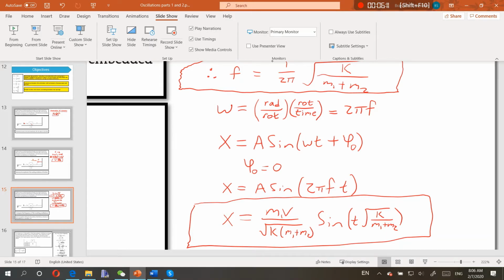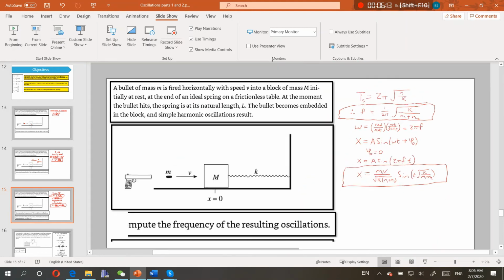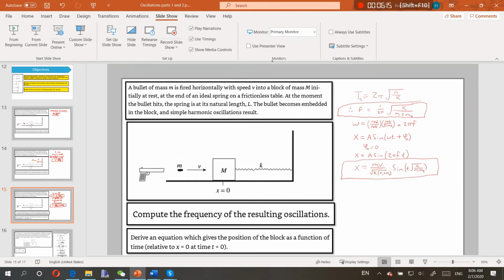Okay, any questions on that one? No, but it looks so complicated. I don't think it's that bad if we break it apart step by step, right? Yeah.